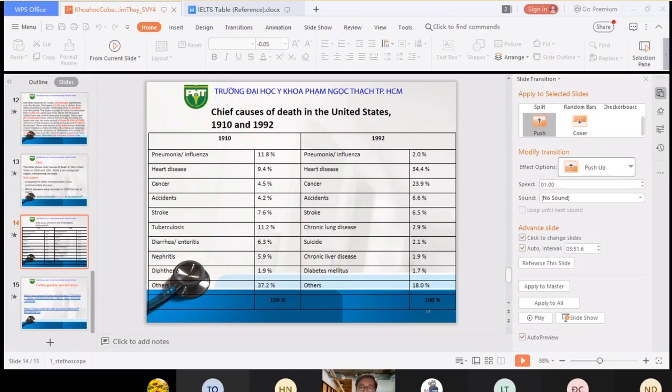And now let's move on to 1992. Who can volunteer? Or do you need 5 more minutes? Okay, let me give you 5 more minutes for the figures of 1992. In the 1992 table, you should focus on the new causes of death which are represented here: suicide, chronic lung disease, chronic liver disease. So at the beginning of the first body paragraph, you can mention those new features.